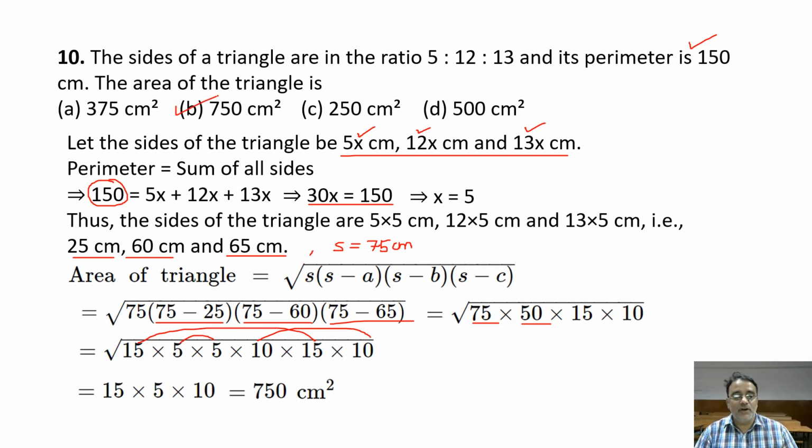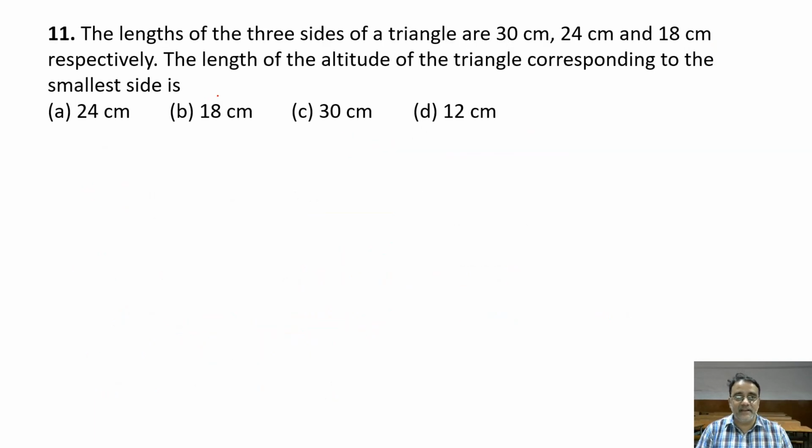Right. So now we are moving toward the next question, question number 11. The lengths of the three sides of the triangle are 30 centimeter, 24 centimeter and 18 centimeter respectively. The length of the altitude of the triangle corresponding to the smallest side. So the smallest side here is 18. So first, what will we do? We will find the area of triangle.